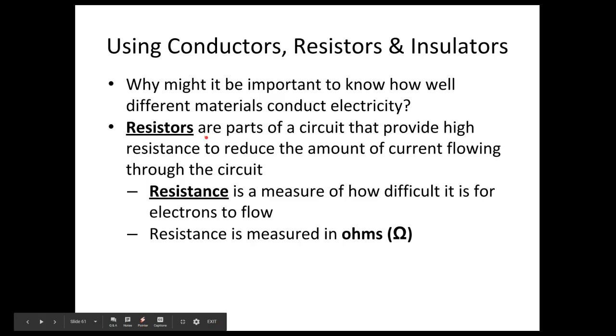So resistors are parts of a circuit that might provide high resistance to reduce the amount of current flowing through the circuit. Resistance, just so we're clear, is a measure of how difficult it is for electrons to flow through something. So high resistance means that it makes it more difficult for the electrons to flow through a particular conductor, whereas low resistance makes it quite easy.